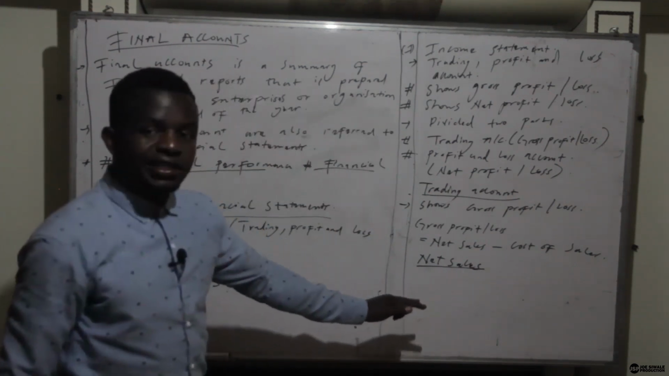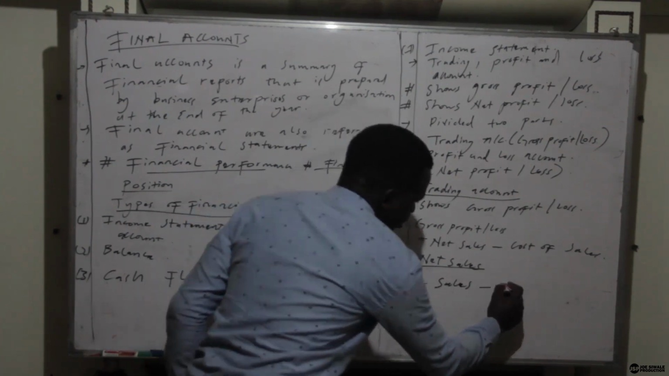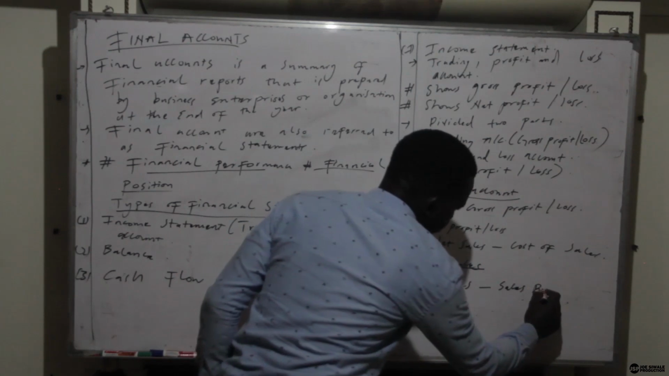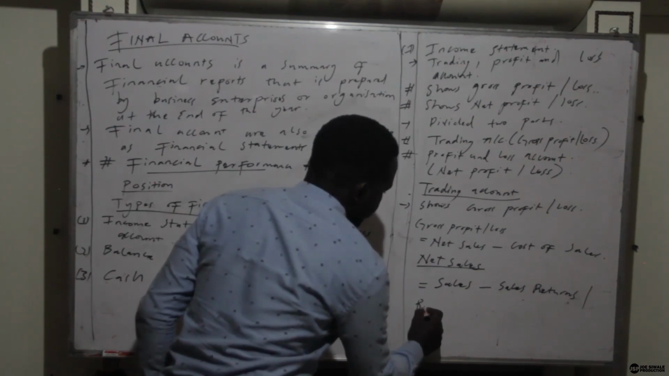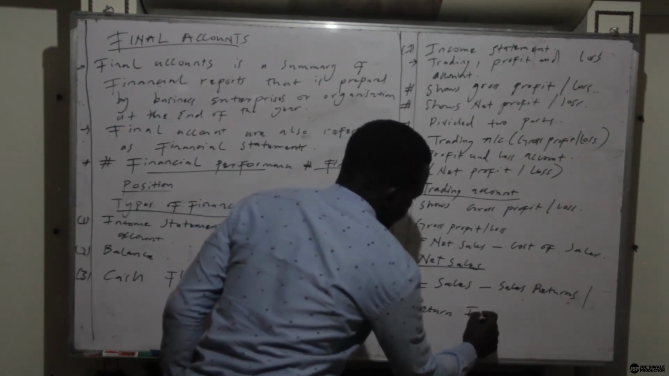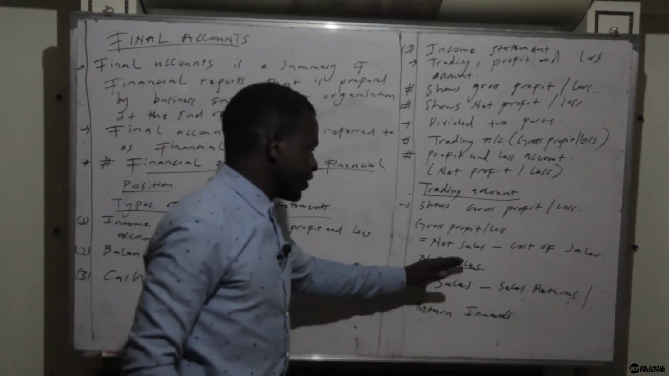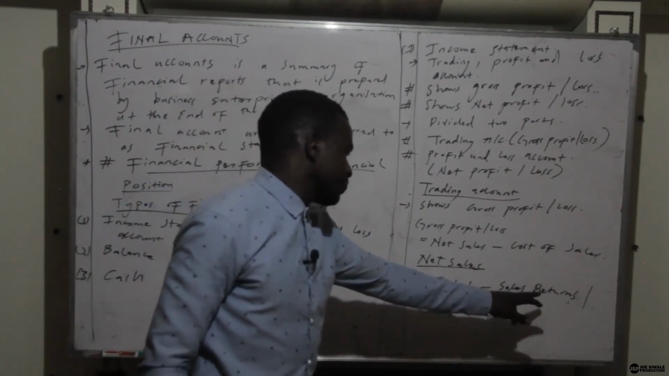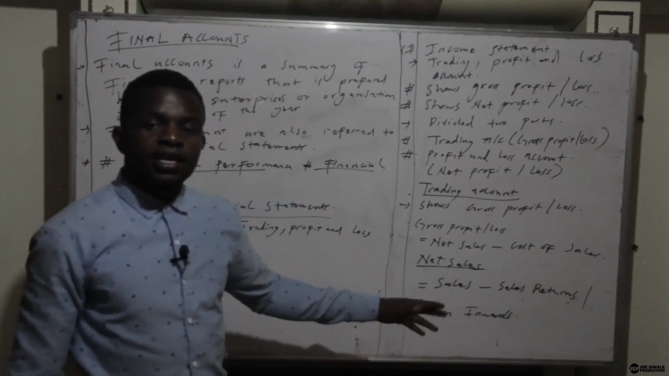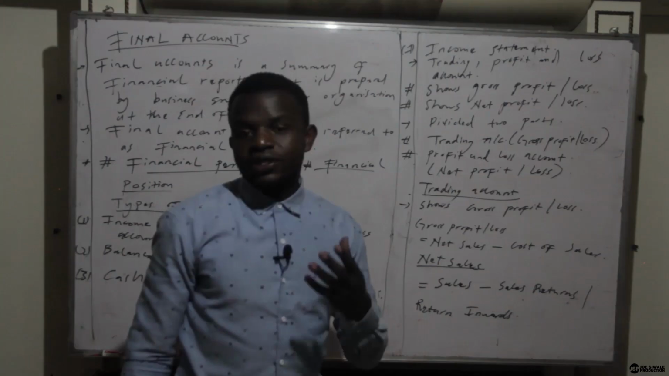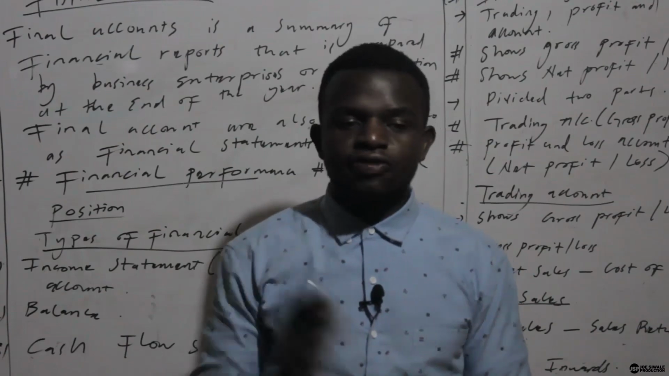The formula for net sales is equal to sales minus sales returns. Sales returns is also referred to as returns inwards. So this is the formula for net sales: sales minus sales returns or returns inwards. So what are sales? Sales is the value of goods that have been sold by the business, and these goods were bought by the business for resale.